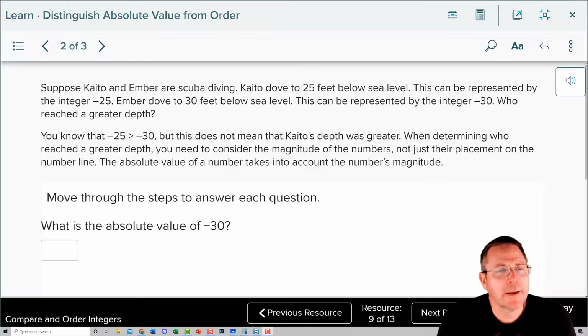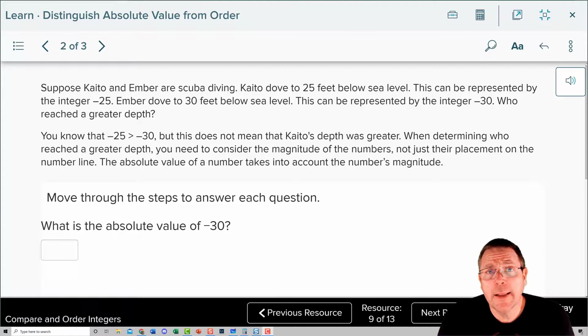Suppose Kaito and Ember are scuba diving. Kaito dove 25 feet below sea level. This can be represented by the integer negative 25. Ember dove 30 feet below sea level. This can be indicated by the integer negative 30. Who reached the greater depth?